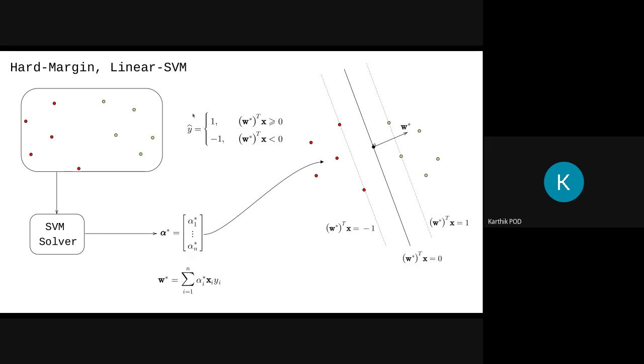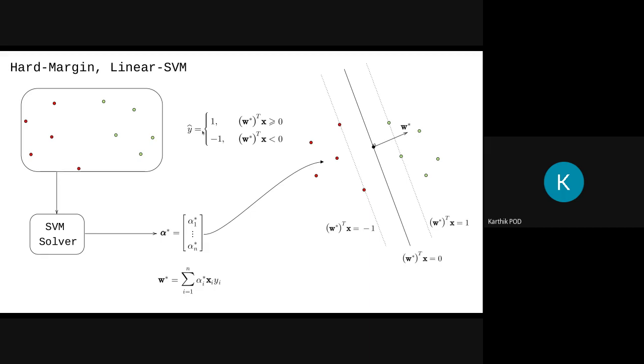To summarize what happens in SVMs: you give a data set as input to some SVM solver that solves the dual problem and returns n values, this alpha star. You can use that to construct W star, and once you construct W star, you can draw the separating hyperplane. Those points for which W star transpose X times Y equals 1 all lie on these two supporting hyperplanes, and those for which alpha is greater than 0, we call support vectors. So this is the overview of what is happening in SVM.